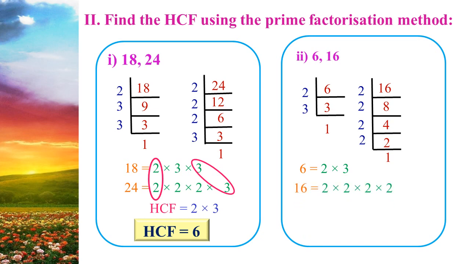The prime factors of 6 are 2 into 3. The prime factors of 16 are 2 into 2 into 2 into 2. The common factor of 6 and 16 is 2. So the HCF is 2.